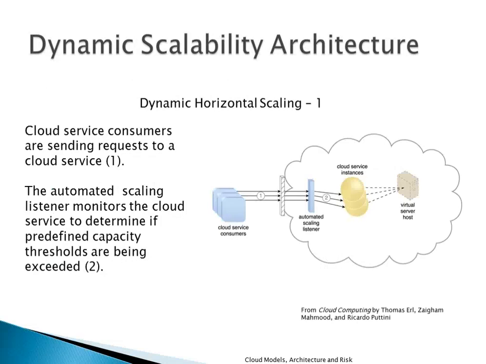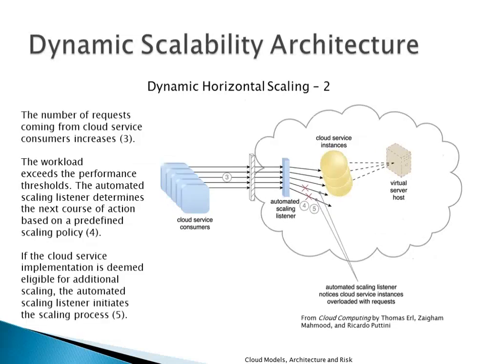Dynamic horizontal scaling, first bit. So we've got our cloud consumers here on the left-hand side, and they are sending requests to a cloud service, and they are hitting part of the load balancer, which has got the automatic scaling listener. And so this monitors this cloud service to see if any thresholds are being exceeded. At this stage, nothing's happening, so they go through, they hit the cloud server instances, and they continue to work.